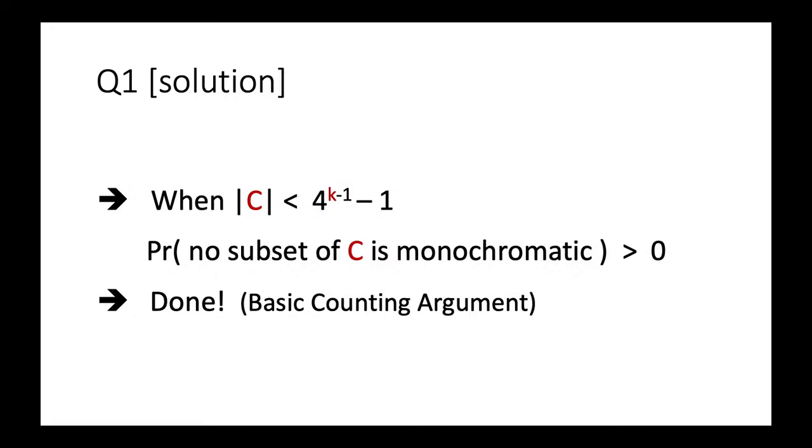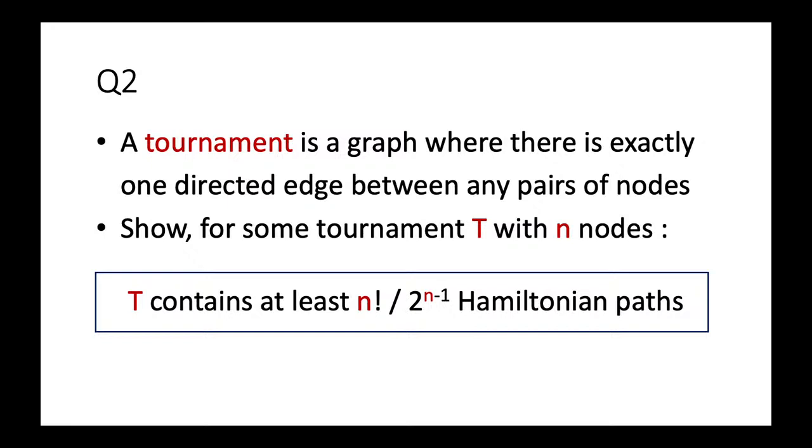Easy, right? And question number 2 talks about a tournament. A tournament is a graph where there is exactly one directed edge between any pair of nodes.